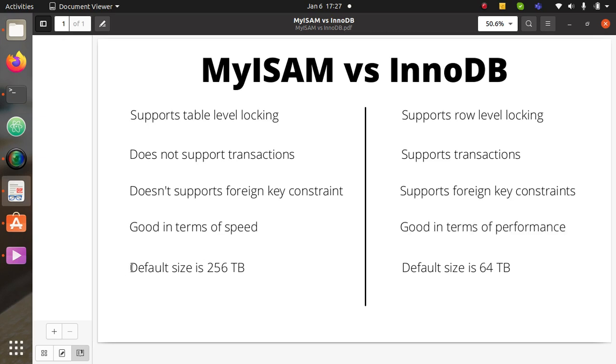Last but not the least, the maximum table size of MyISAM is 256 terabytes. However, with InnoDB, it is 64 TB, that is terabytes.